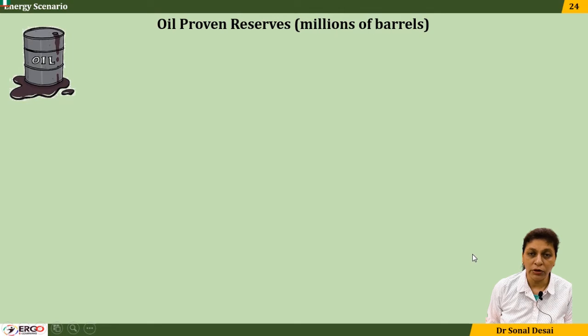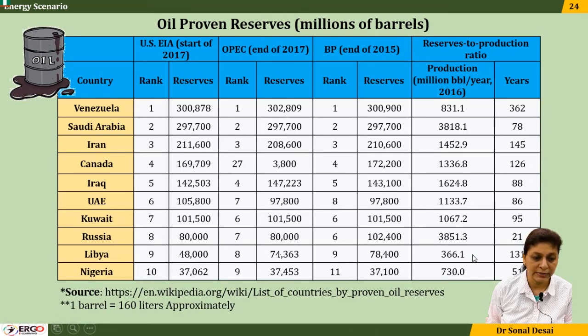If we talk about the oil proven reserves of different countries, it is like this. The ranking is given based on availability. Venezuela is the largest source of oil, then comes Saudi Arabia and other countries. If we compare the US, OPEC countries, that is the Organization of Petroleum Exporting Countries, then British Petroleum, and their R by P ratios, it is given like this. Highest is for Venezuela, that is 362 years. Then comes Saudi Arabia, 78 years. Iran comes with 145 years. And likewise, it is given for all the countries based on their reserve and production rate. For that, one barrel is considered as approximately 160 liters.